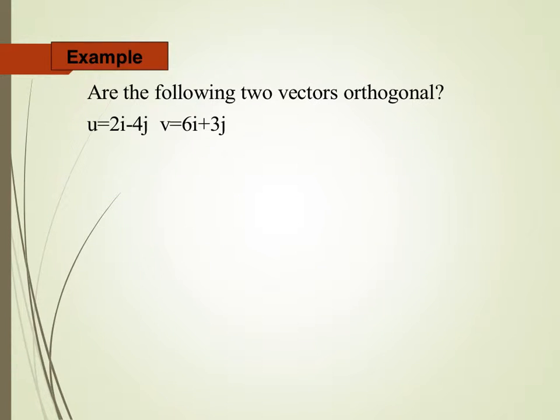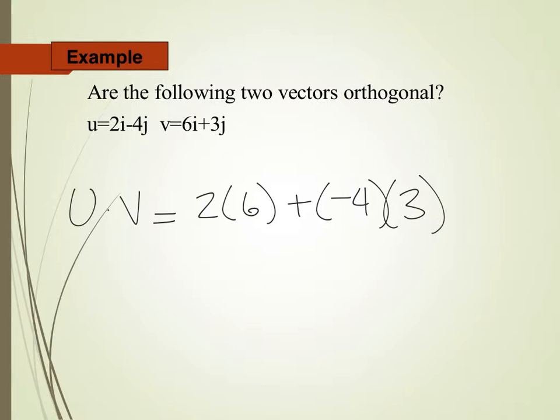Okay, so are the following two vectors orthogonal? Here I would just take the dot product because we're only determining if it's orthogonal. If I was determining whether they were parallel, I would go ahead and finish the formula for the angle between the two vectors. So 2 times 6 plus negative 4 times 3. So 12 plus negative 12 equals 0. I don't have to show any additional work because the dot product is 0.